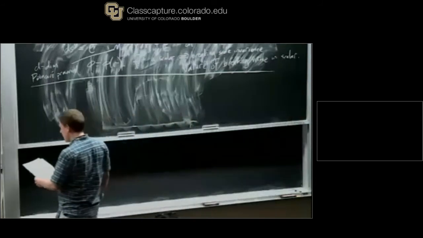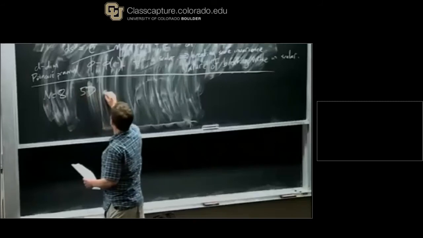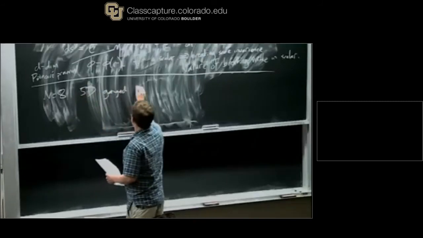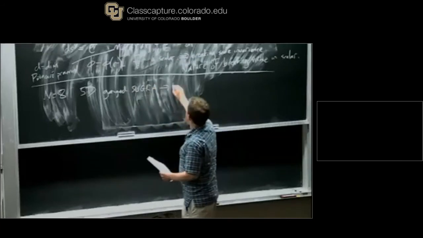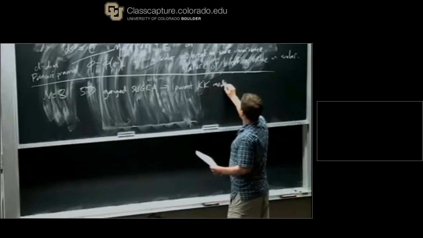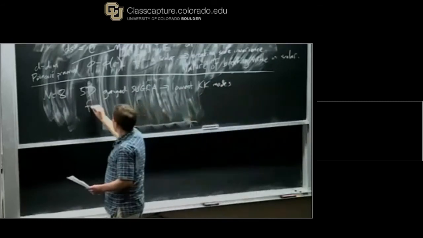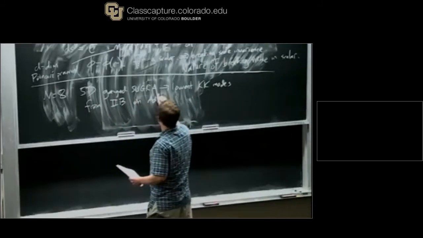Now, I will write my table on another board. I'll write my basic stuff here. So N equals 8, five-dimensional gauge supergravity. Sounds kind of baroque, but it's what you get when you keep just the lowest Kaluza-Klein modes from reducing the type IIB on the AdS5 cross S5 solution.